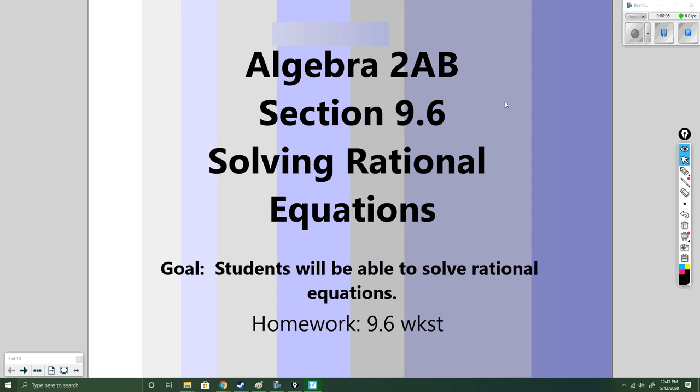In our rational functions chapter, we're going to talk about the last section, section 9.6, which is solving rational equations. Alright, so let's get into it.